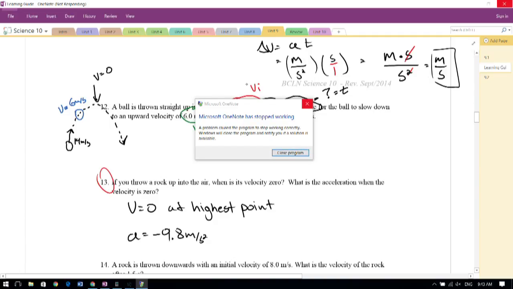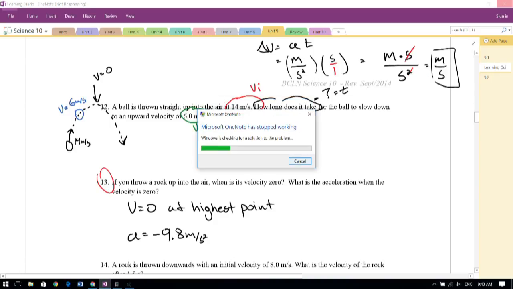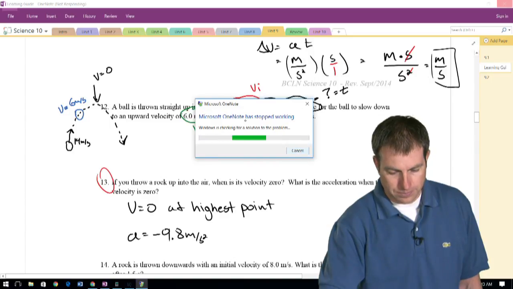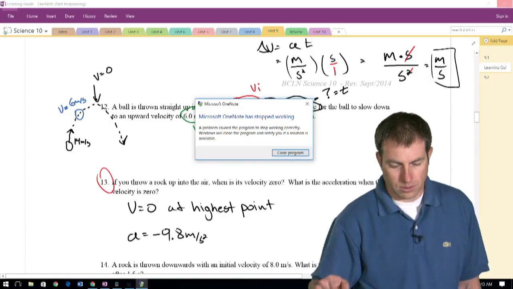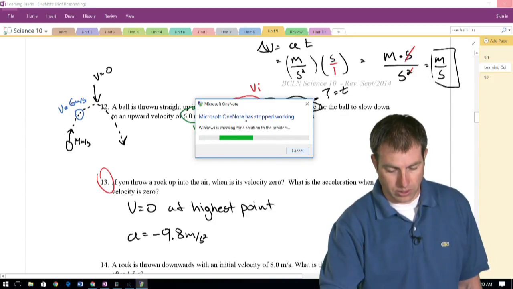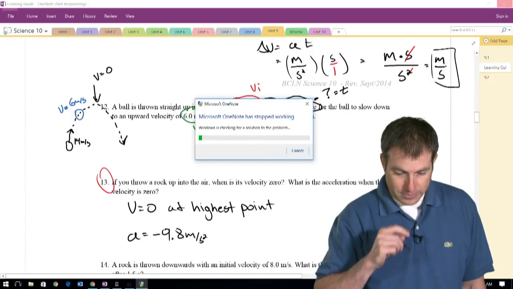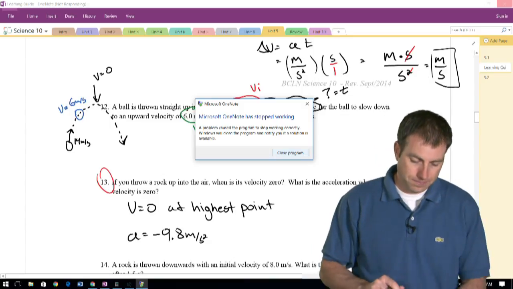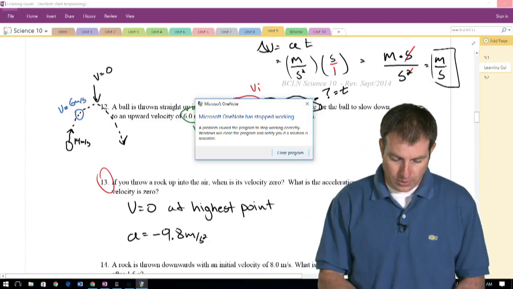I don't want to close it. Please don't make me close it. Please. All right, we'll just let it close, and we'll reboot it. Yeah, I know that something has caused it to stop working. Let's see if we can't just sort this out.